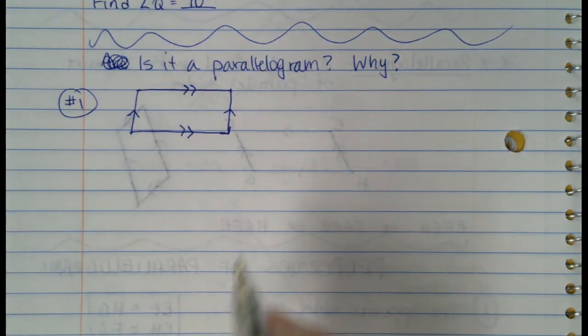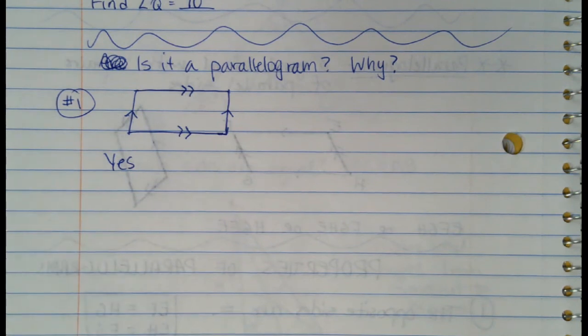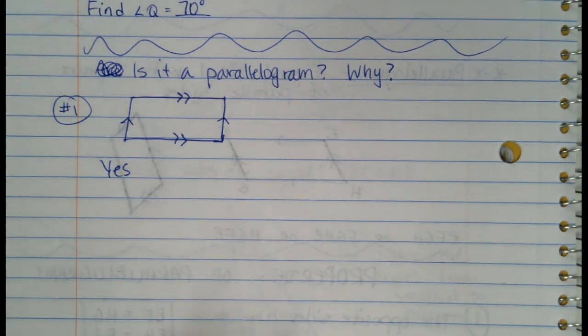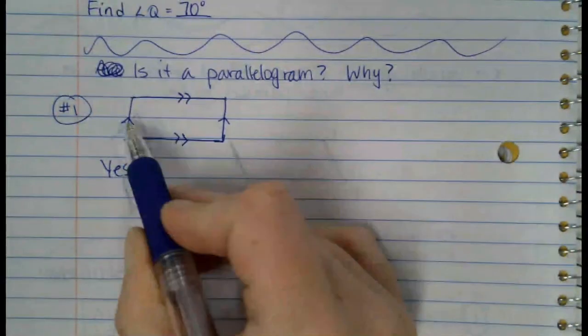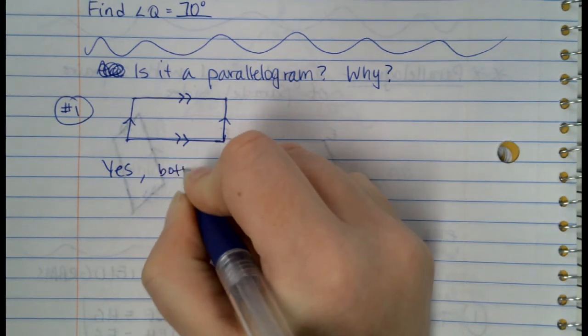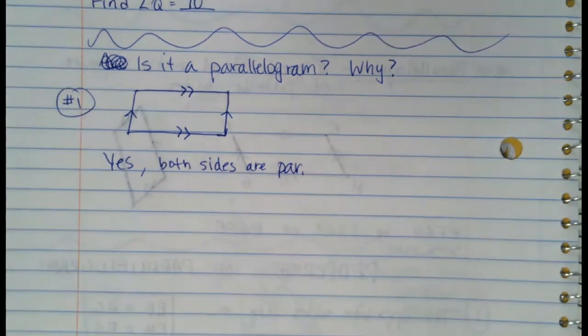Yeah. Why? That's literally the definition of a parallelogram, right? The definition of a parallelogram is 2 pairs of parallel sides. 1 pair, 2 pair. I'm just going to say yes, both sides are parallel, and I'm going to abbreviate.